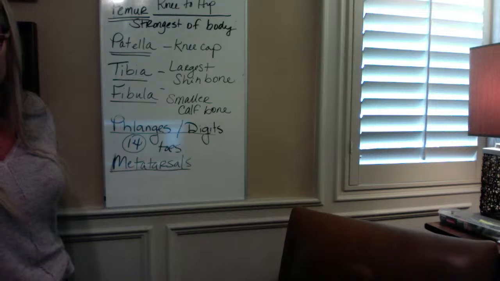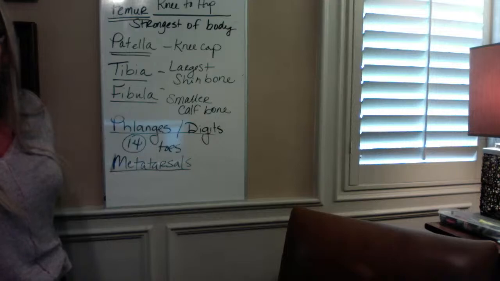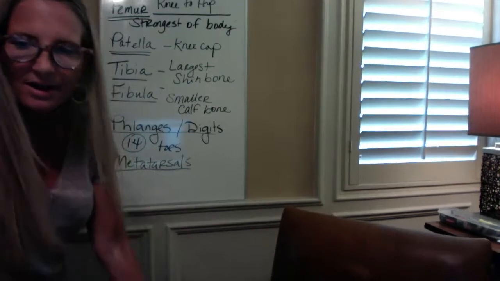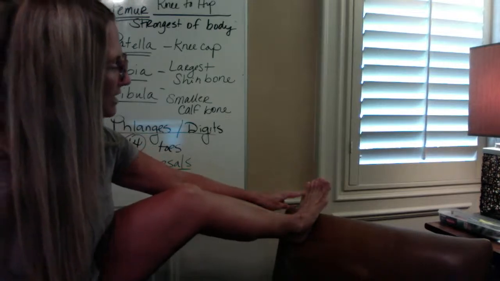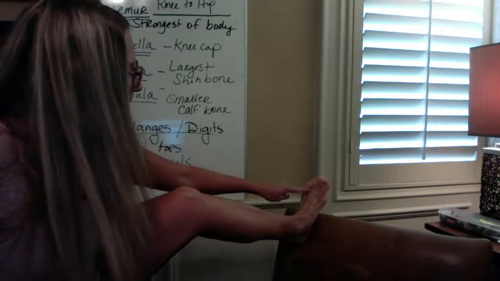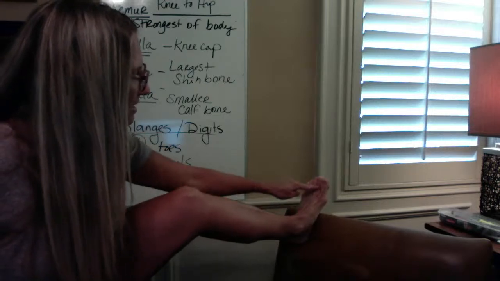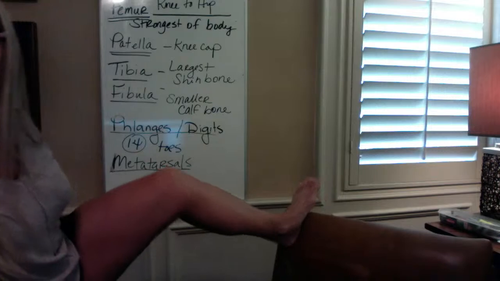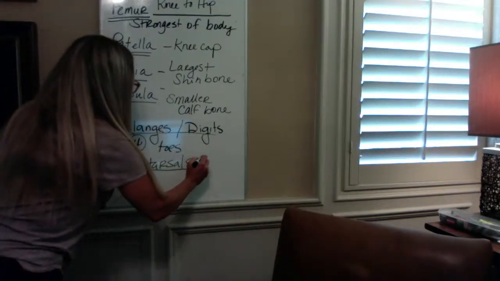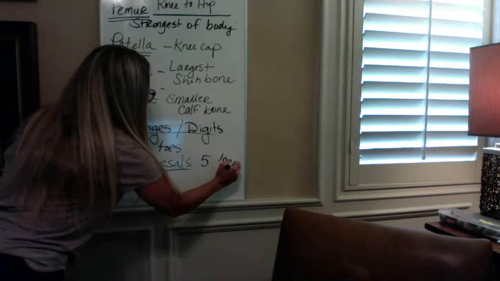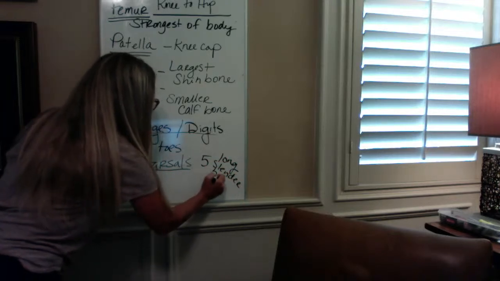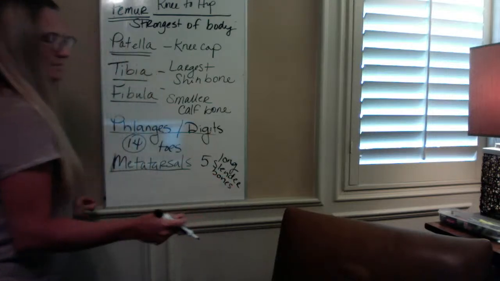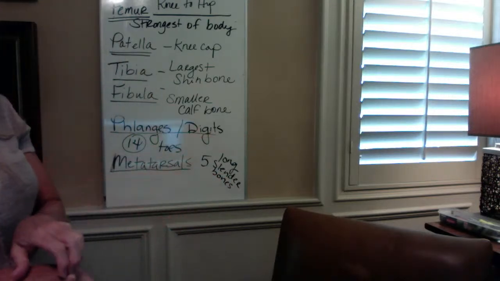Oh, we got a variety of answers. I like the correspondence though. Okay, so look, I can even flex my foot, watch. Can you see them right there? One, or maybe you can't see them. Two, three, four, five. So we have five long, slender bones that join the top of the foot to the toe.